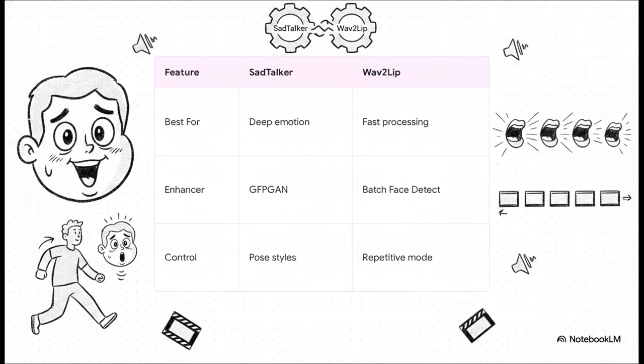On the other hand, if you just need rapid, sequential processing to get lip movements matching your audio as fast as possible, Wav2Lip is absolutely your go-to. It's built for batch processing and handles straightforward lip syncing beautifully.